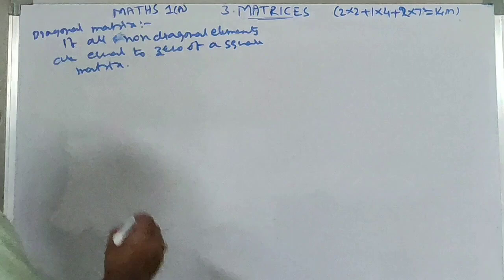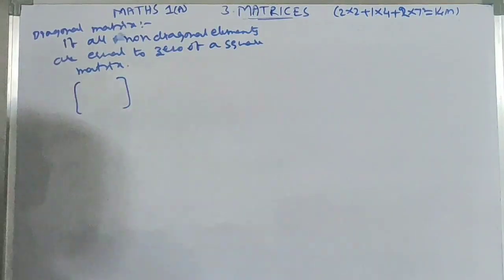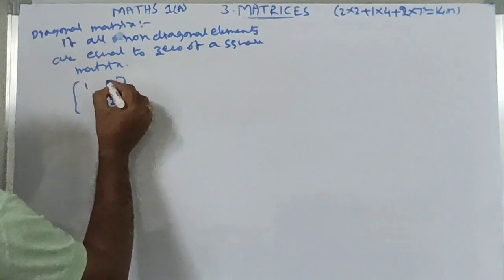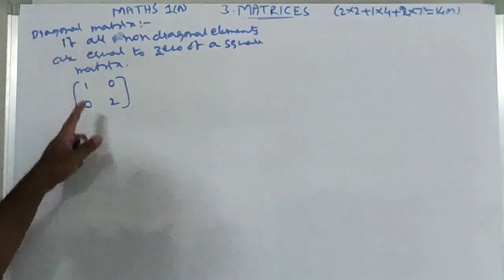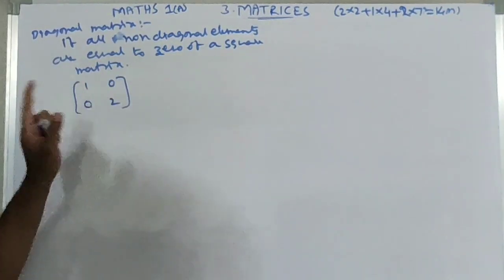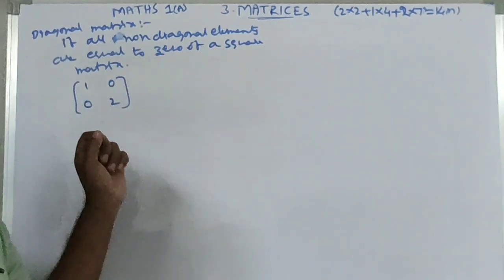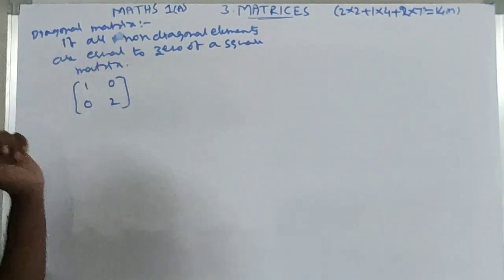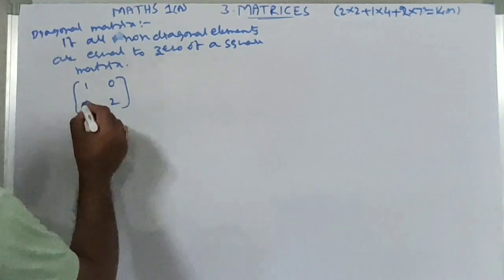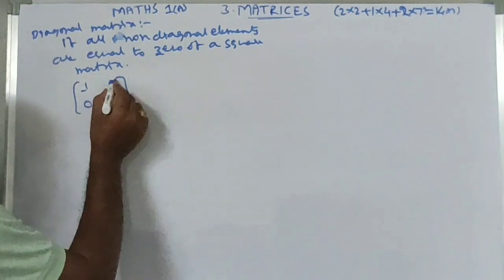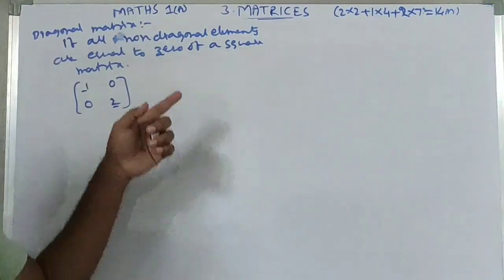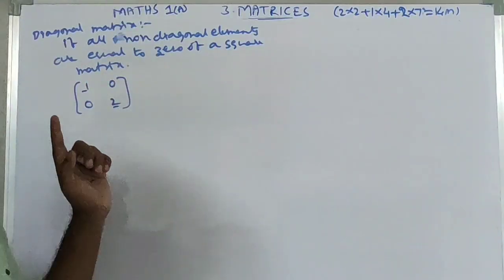So first I am taking a 2 by 2 matrix. The first diagonal element is 1 and the second diagonal element is 2. Here I am taking 0, here also I am taking 0. So these are the diagonal elements, these are the non-diagonal elements, and these are equal to 0. So it is a diagonal matrix. 1 and 2 are the diagonal elements, 0 and 0 are the non-diagonal elements. The non-diagonal elements are equal to 0. So this matrix is called a diagonal matrix.